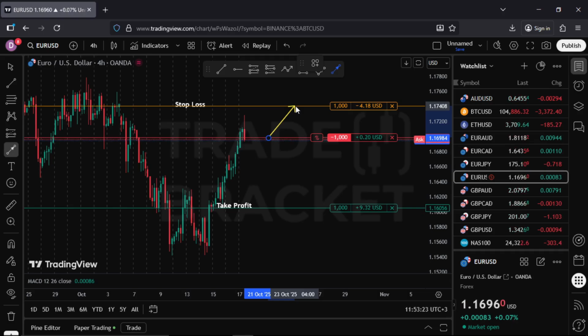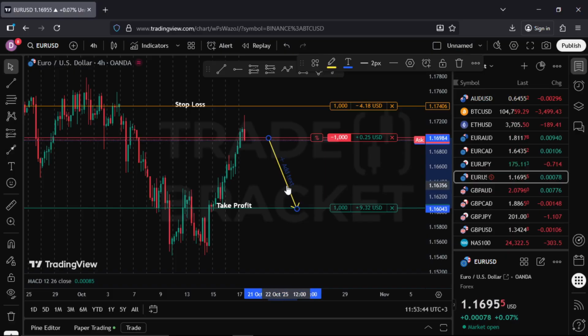If the market keeps going down and hits my take profit line, the green line right here, I will still exit the market with a profit. This will be done automatically. Let me clear it and then give you a buy example.